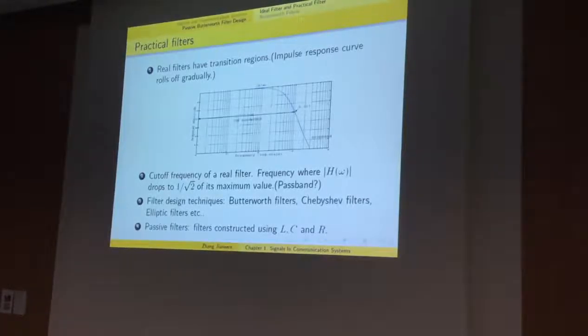1 over square root of 2, if you take the square, becomes half. Here it is amplitude only, and when you take the square, it becomes power. So when the output power drops to half, the corresponding frequency is considered the cutoff frequency of this filter. These are the half power points, and the corresponding bandwidth is considered the 3 dB bandwidth. Why 3 dB? If you calculate the dB value for 0.5, you will see it's minus 3 point something. That's why they call it 3 dB bandwidth.